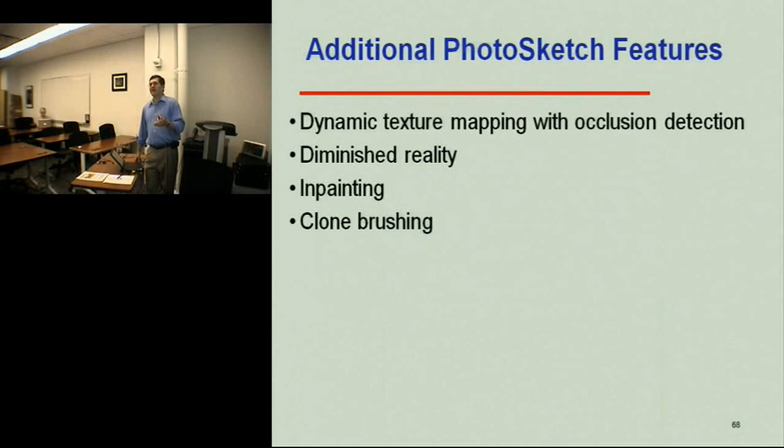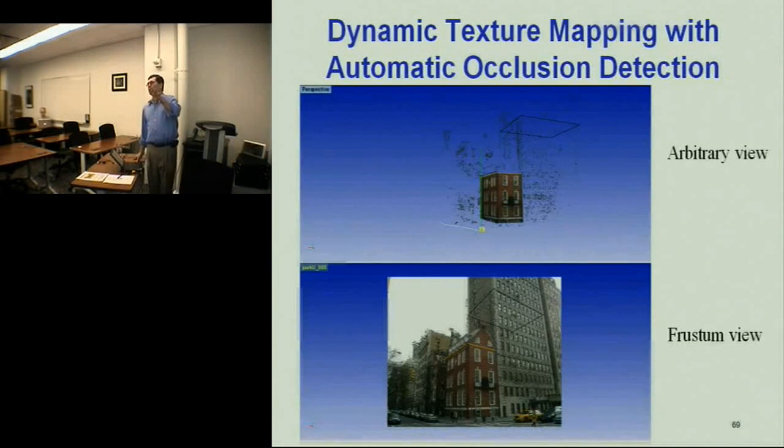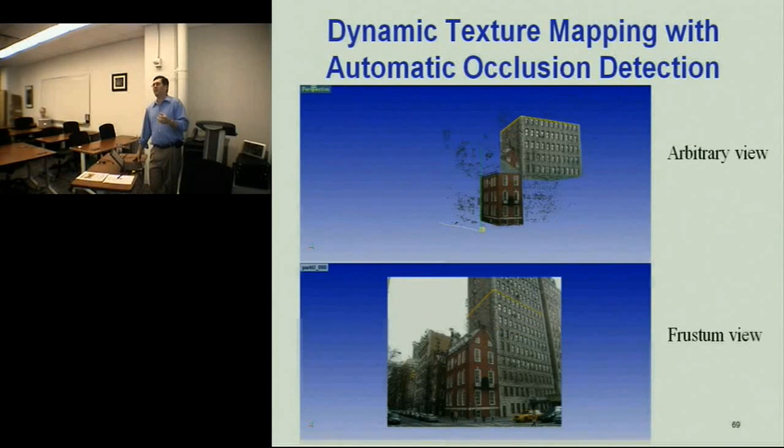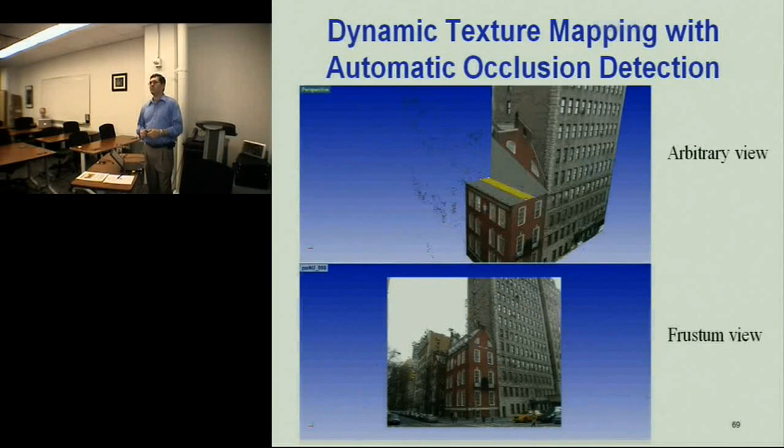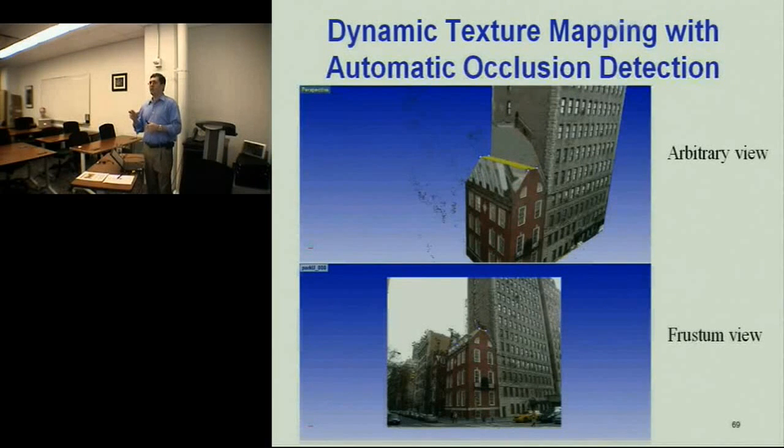You mentioned dynamic texture mapping with occlusion detection. I showed you an example of that earlier. We also have diminished reality, inpainting, and clone brushing. I'll say a few words about that now. First, we'll start out with dynamic texture mapping. I want you to concentrate on the top half of the screen. The idea here is that from any arbitrary view, so you could orbit to any convenient position, you start pulling down on these footprints that you made, and immediately you get the images properly texture mapped onto that building.